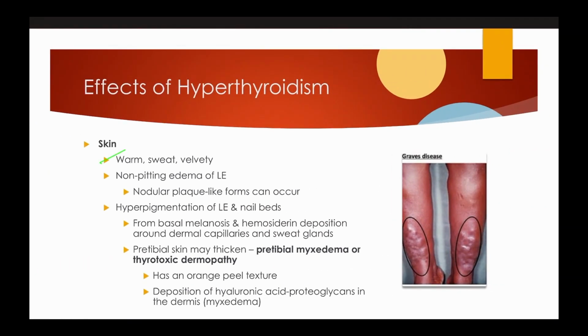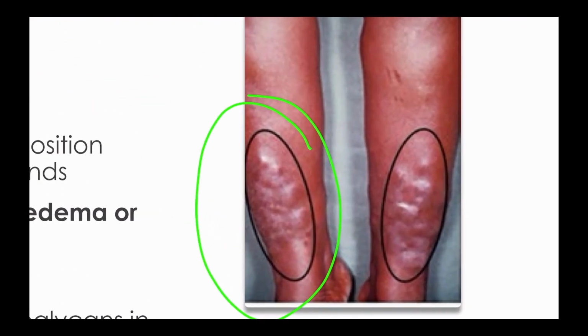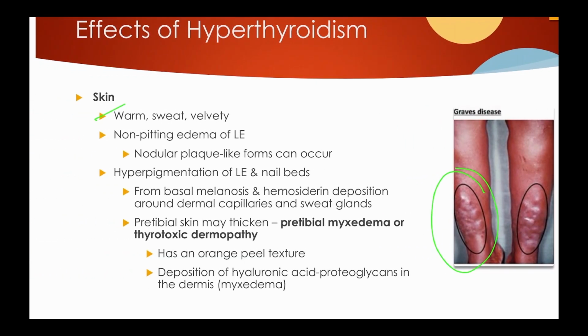Skin, warm, sweaty, velvety. This is called pretibial myxedema. This is on the anterior part of the lower extremity. As I called it, orange peel texture. But this is a derm sign of hyperthyroidism, or even just thyroid disease in general. So pretibial skin may thicken, pretibial myxedema, or thyrotoxic dermopathy. Again, it's a dermatologic sign, but it's from an underlying hormonal imbalance. Non-pitting edema of the lower extremity. That's just thickened skin. It's not swollen from fluid.